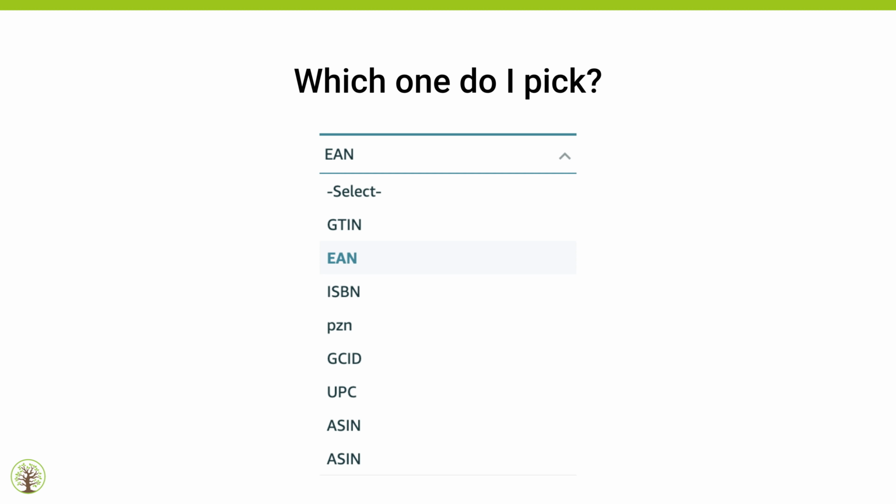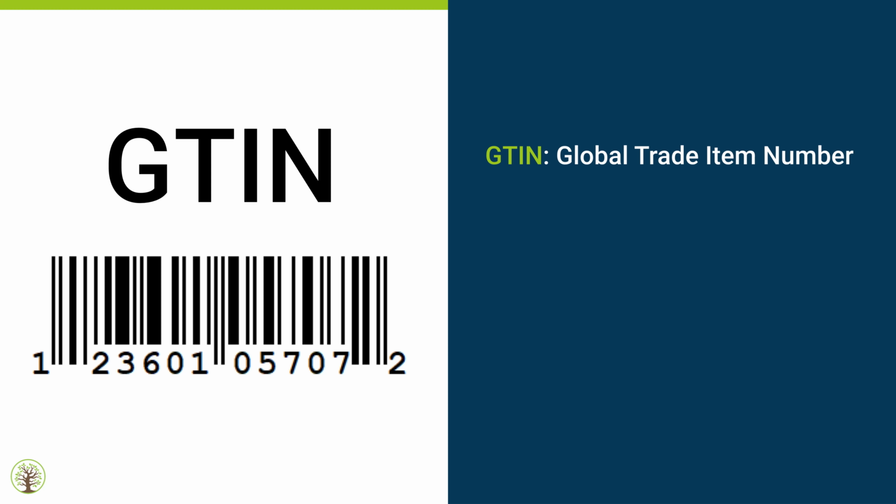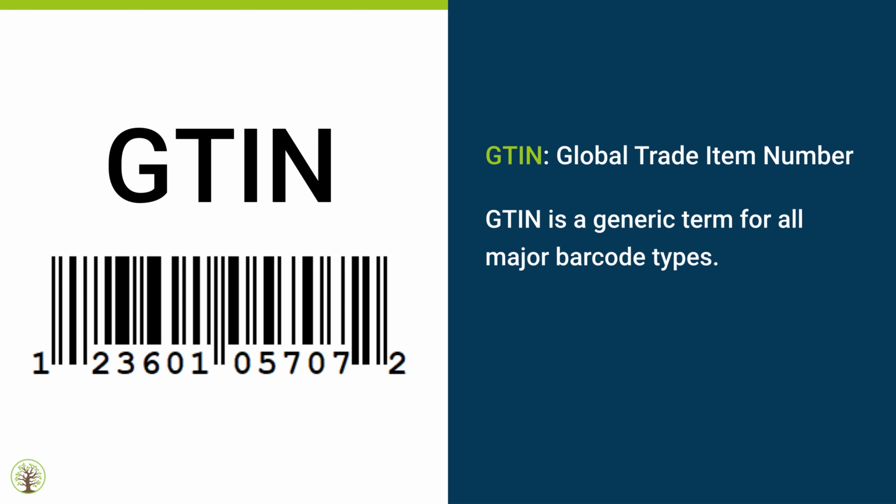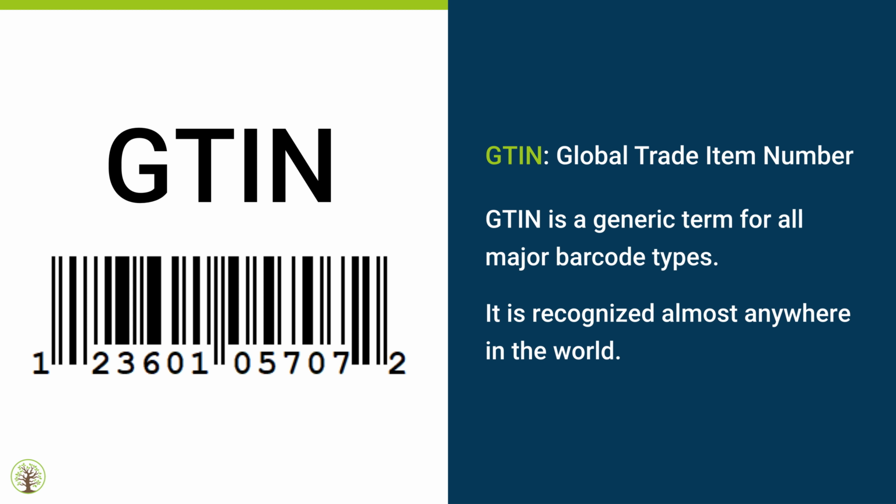So how do I know which one I'm supposed to pick for my product? Well, first of all, let me help you understand the main universal product codes. First of all, you have the GTIN. It stands for Global Trade Item Number. It is a generic term for all major barcode types, and it is recognized almost anywhere in the world.